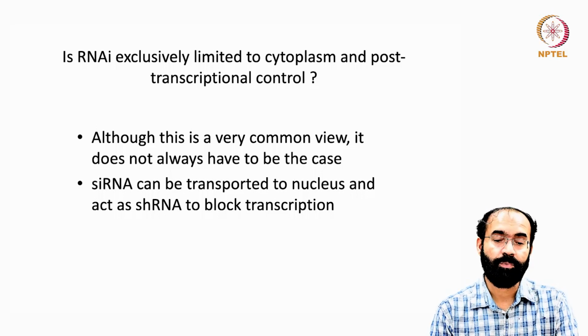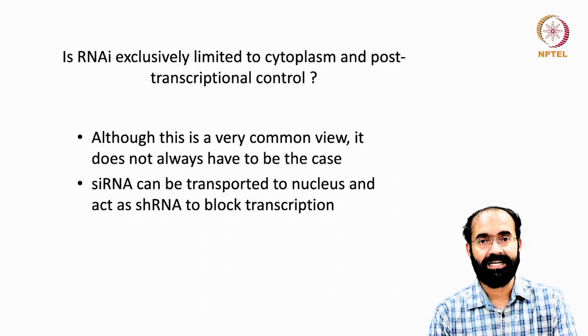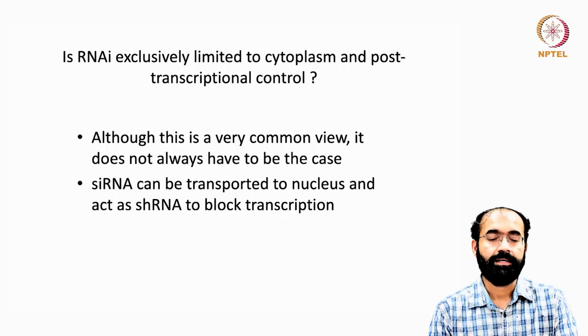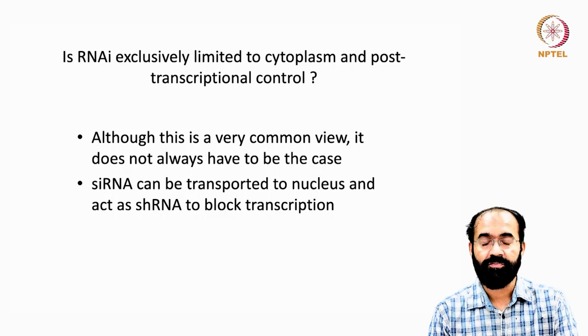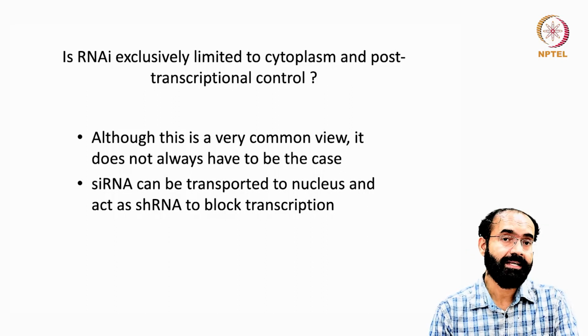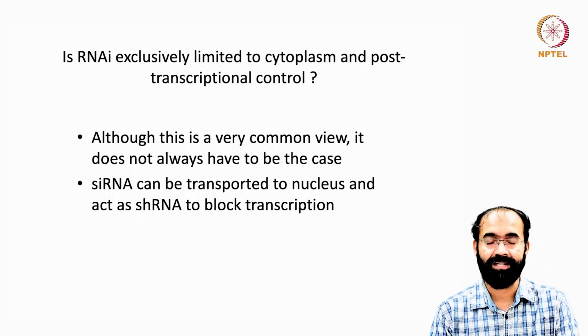siRNA can be transported to the nucleus and act as shRNA to block the transcription itself, meaning transcriptional gene silencing. Many cases have been reported that the shRNA can prevent the transcription in the nucleus itself. So this is something interesting, how siRNA or microRNA, the phenomenon of RNAi, affects the transcribability in the nucleus, and RNA degradation or translation inhibition in the cytoplasm.